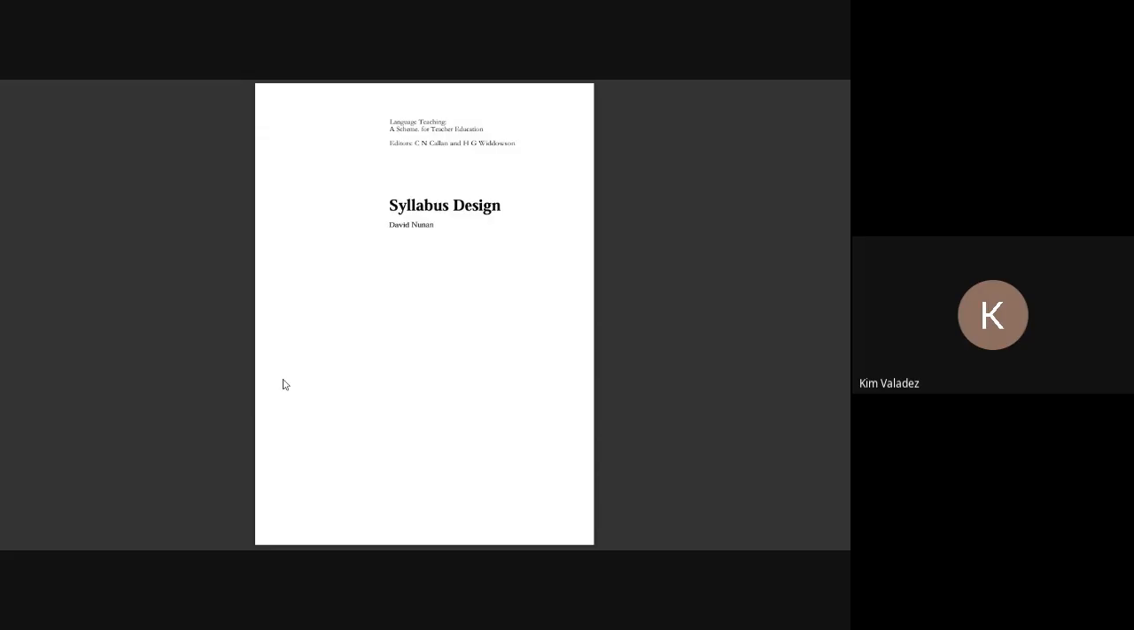And on the other hand, process-oriented syllabi focus more on how students learn, especially through activities. One example could be the task-based syllabus, where students complete tasks like planning a trip or solving a problem using English. So instead of learning rules, students actually use the language to do something.